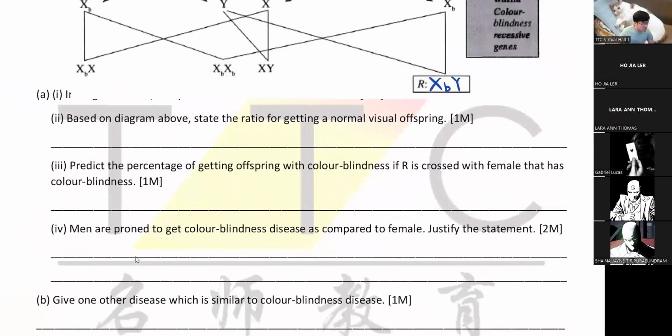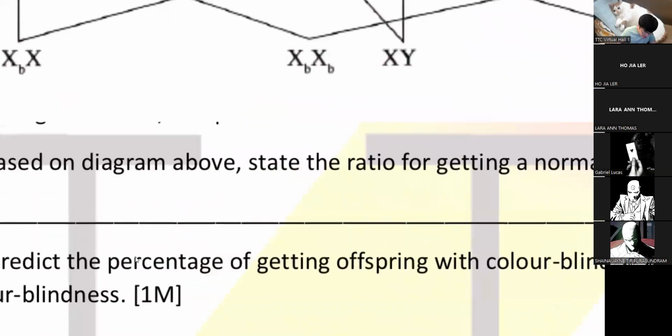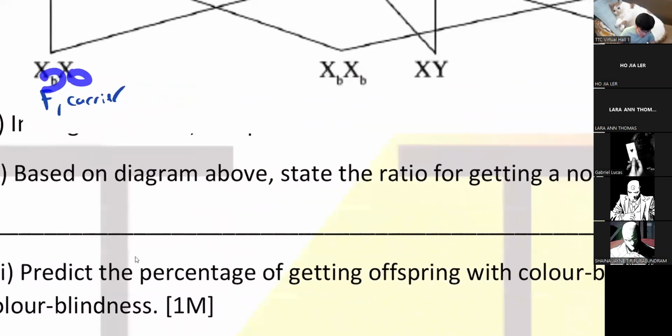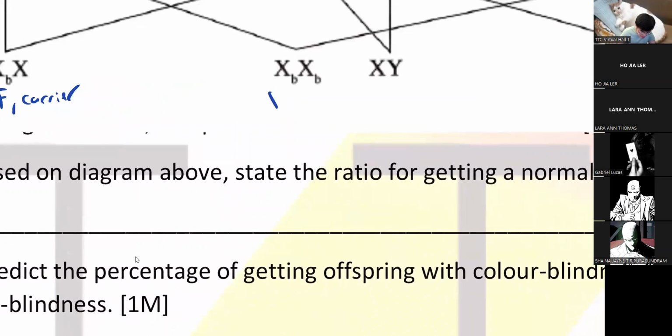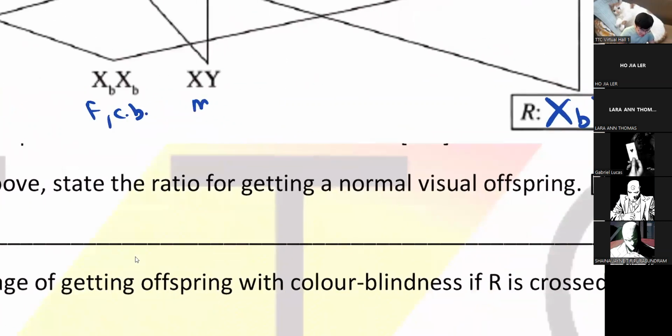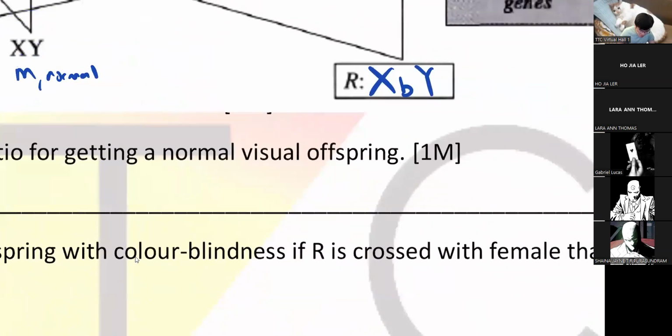Okay, so what's happening here? The first possibility is a female. She is a carrier, because one is dominant and one is recessive. And then this is a female too, because XX is a female. So this daughter is colorblind. And then a male, normal, because this guy has nothing. And then this would be a male with colorblindness.